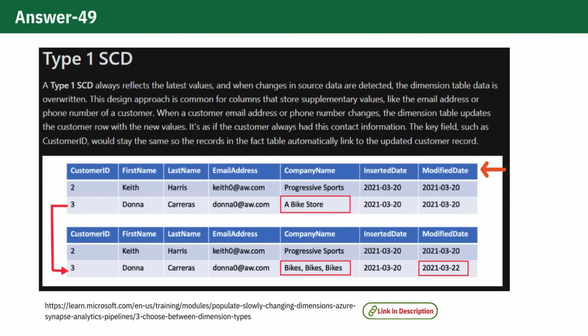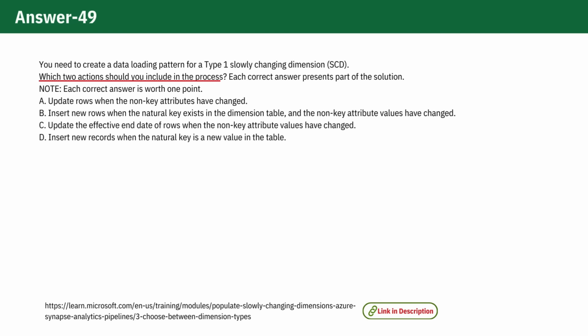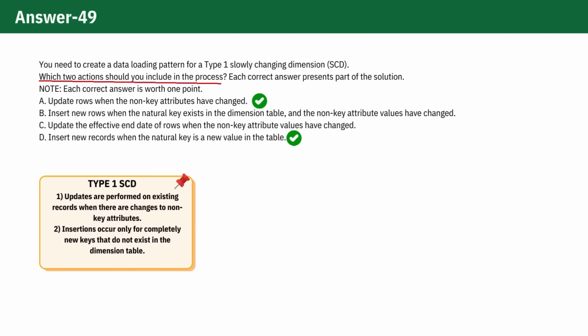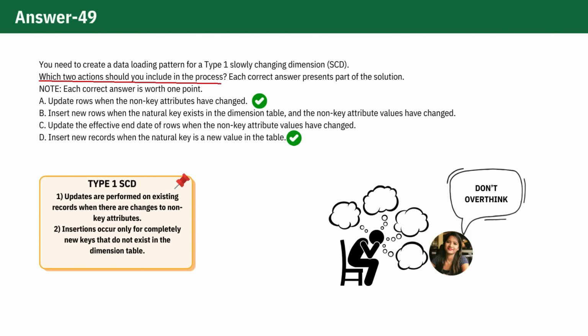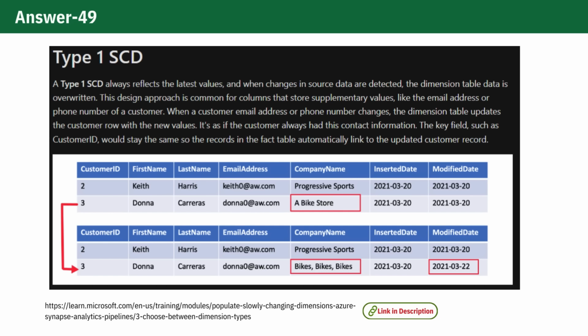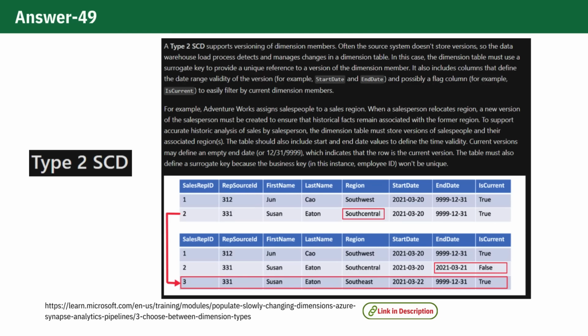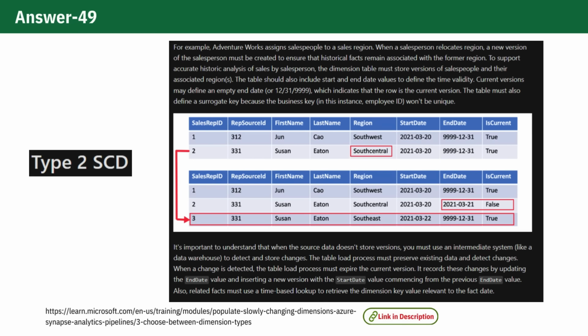But again, the question asks to select the two actions, and the most important ones are option A and D. 1. Updates are performed on existing records when there are changes to non-key attributes. 2. Insertions occur only for completely new keys that do not exist in the dimension table. Sometimes it is better not to overthink and answer the question. To refresh your memory on SCD types, please pause the video and read through it, or visit the link mentioned in the description.